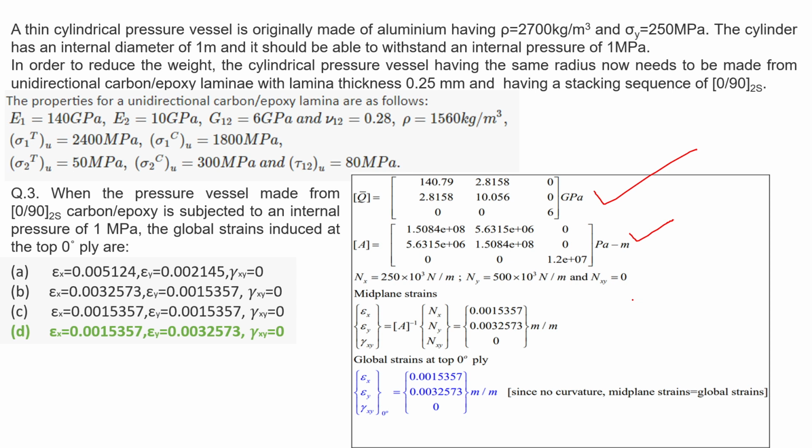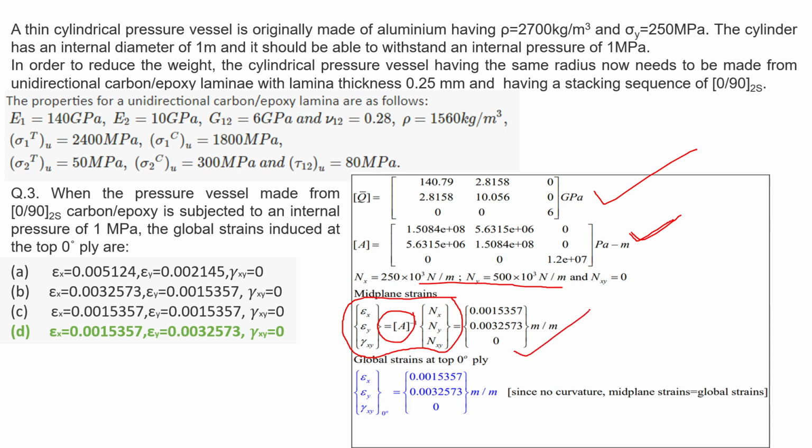So the B matrix is already equal to 0 as it is symmetric. So the only equation we will need here is to find the strain, which is equal to the inverse of the A matrix multiplied by the load. The load values we got from the hoop and longitudinal stresses. So we will put those values here. We have to invert the A matrix. The A matrix we already got, and from that we will get the mid-plane strains.